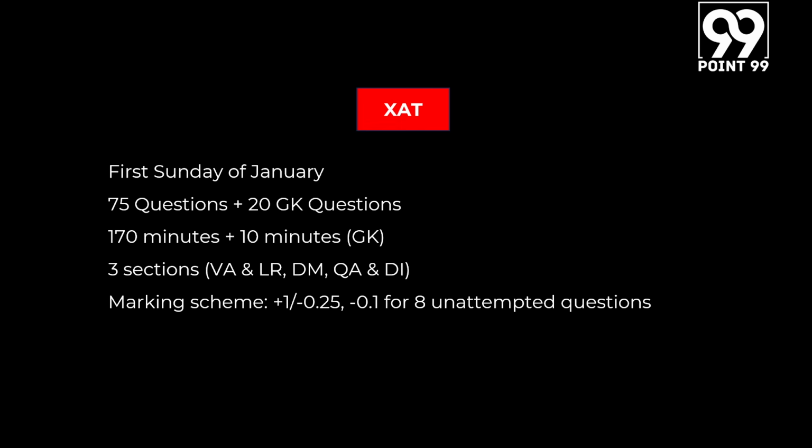So, for every correct answer, you get 1. For every incorrect answer, you get -0.25. For every question that you have not attempted beyond 8, you get a penalty of -0.1. So beyond a certain number of questions, you will invite a negative marking scheme for the unattempted questions as well.